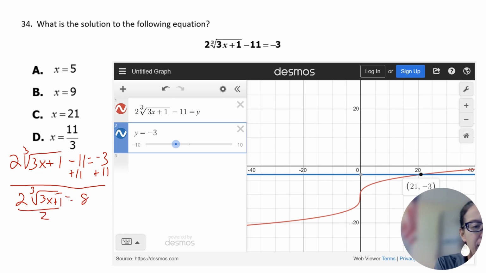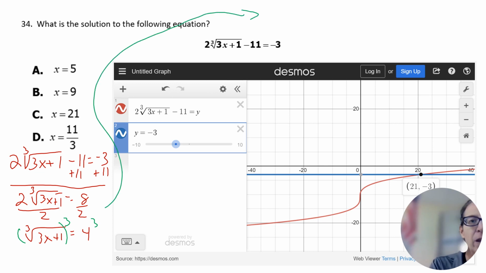Now I can divide, not subtract, because that is not addition. Okay, now I can undo the radical. So that is a cube root, and I can undo a cube root by cubing. Now I'm out of space, so I'm going to move up here. When you cube a cube root, you get what is inside. So I have 3x plus 1, 4 to the third power is 64.